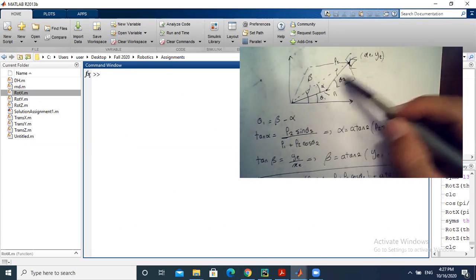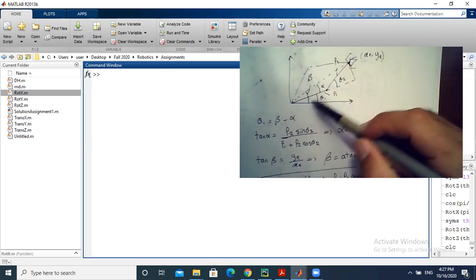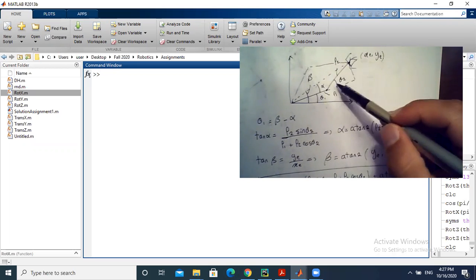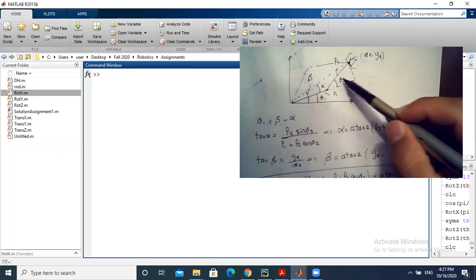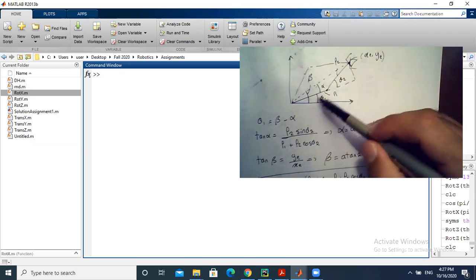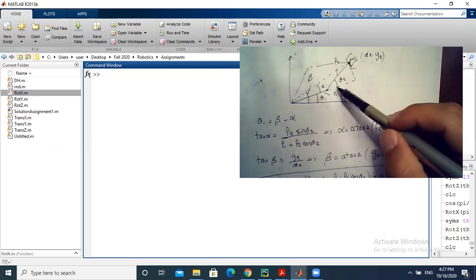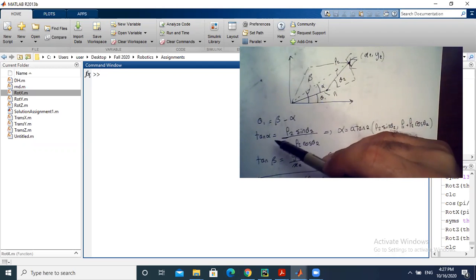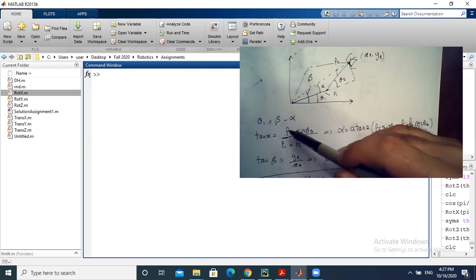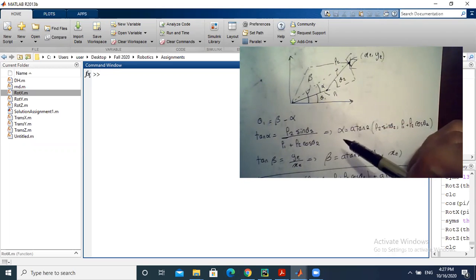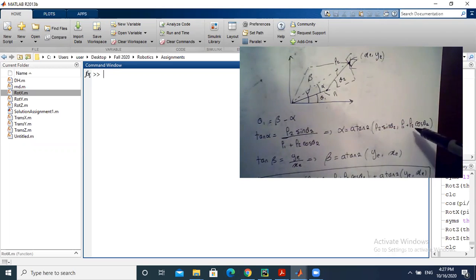What is alpha? Tangent alpha is equal to this over this, right? Opposite over adjacent. What is opposite? I already have theta 2. Opposite is going to be L2 times sine theta 2, and the adjacent is going to be L1 plus L2 cosine theta 2. Okay, and we said you don't want to use alpha equals inverse tangent, or atan, of this. No, you want to use atan2. Why? Because atan2 will tell you which quadrant you are in.